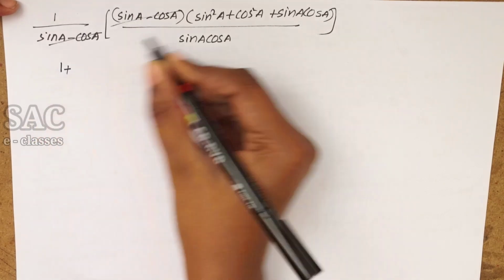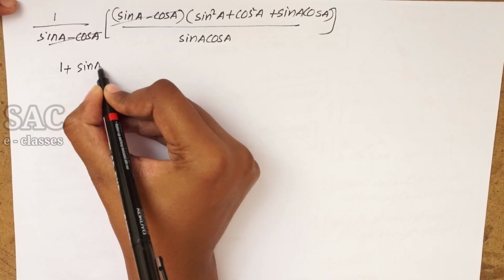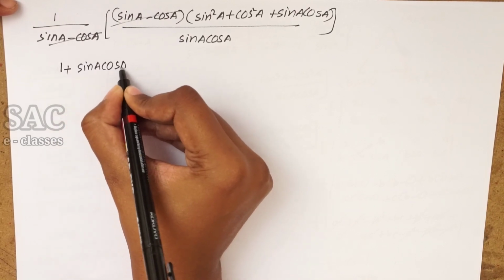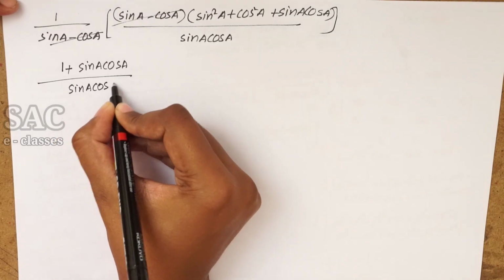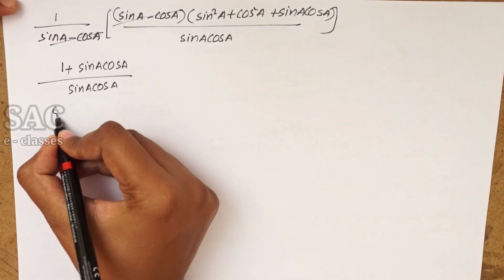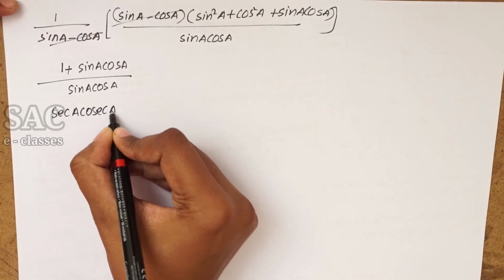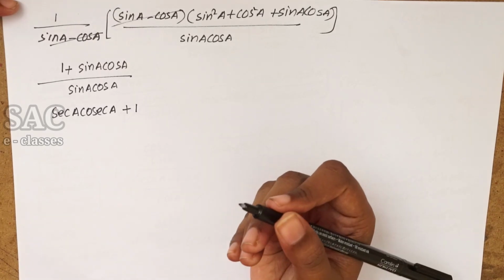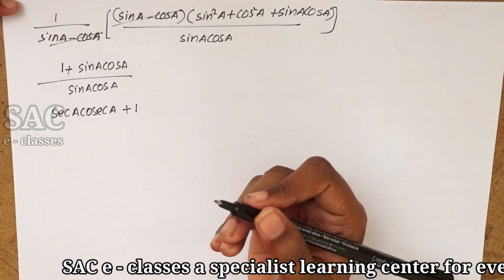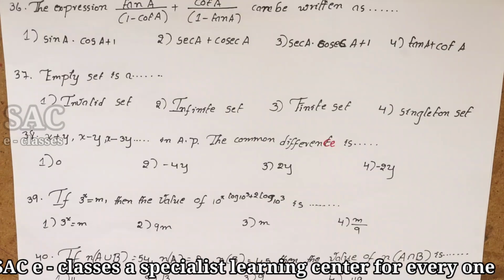1 we can write. Why? Sine square A plus cos square A is 1, plus sine A cos A by sine A cos A. 1 by sine A cos A you can write as secant A cosecant A, plus sine A cos A by sine A cos A, whose value is 1. Then the option is secant A cosecant A plus 1 is the answer. Let's move to the next problem.